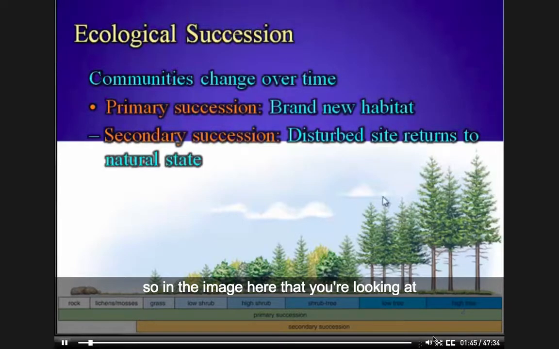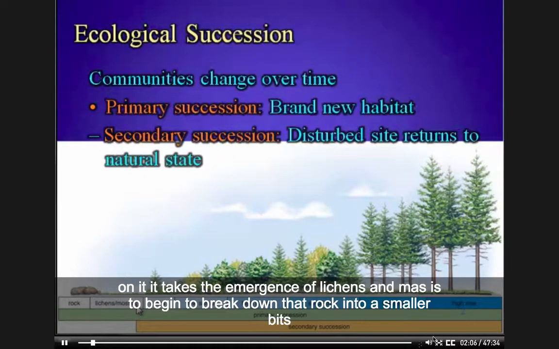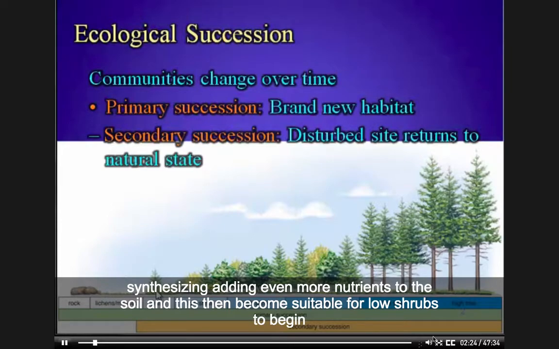So in the image here that you're looking at, primary succession, this green ribbon here, takes us all the way back to bare rock. So again, you can think of a volcanic eruption spilling forth lava. When you have bare rock, there's nothing growing on it. It takes the emergence of lichens and mosses to begin to break down that rock into smaller bits and start adding organic content to it so that the next group of organisms, the grasses, can start coming in and utilizing it. They start photosynthesizing, adding even more nutrients to the soil, and this then becomes suitable for low shrubs to begin.